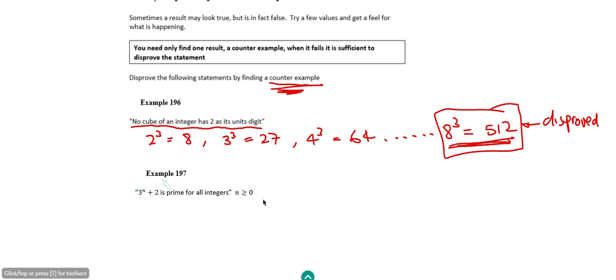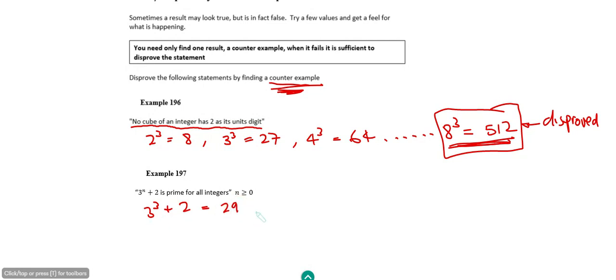Okay, so now we're going to look at example 197. This is saying that 3 to the power n plus 2 is prime for all integers. What we're going to try and do is disprove it again using a counterexample. It's simply necessary to find a case where this is not true. So again, we'll pick a few examples. Let's try n is 3, so we'll do 3 cubed plus 2. If we work that out, that's 27 plus 2, which is 29.